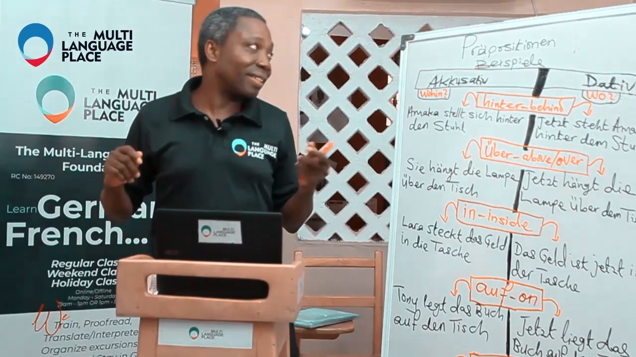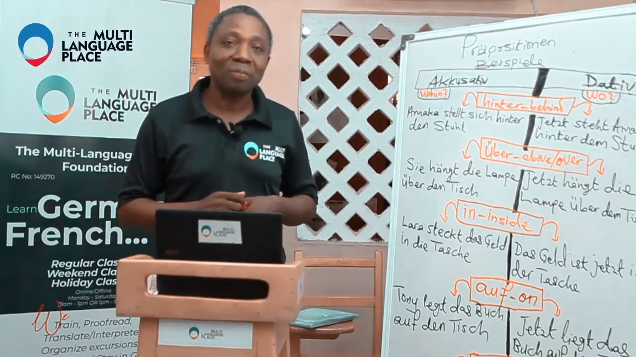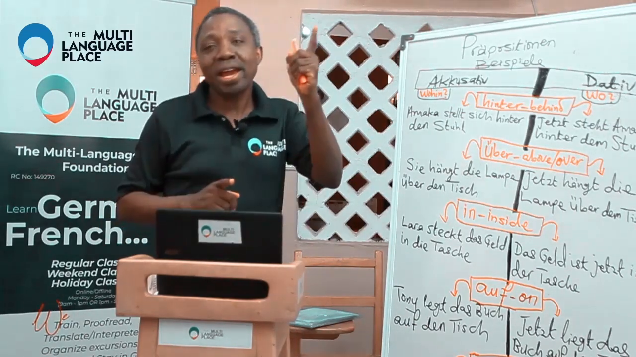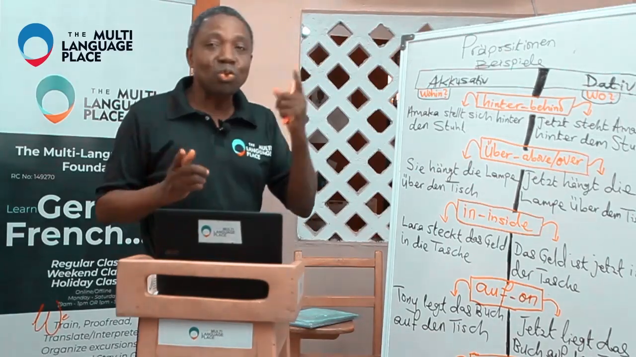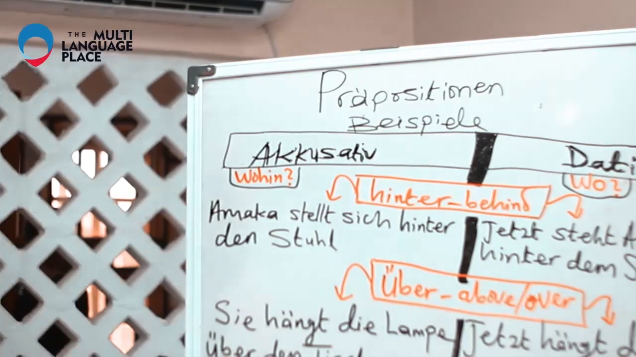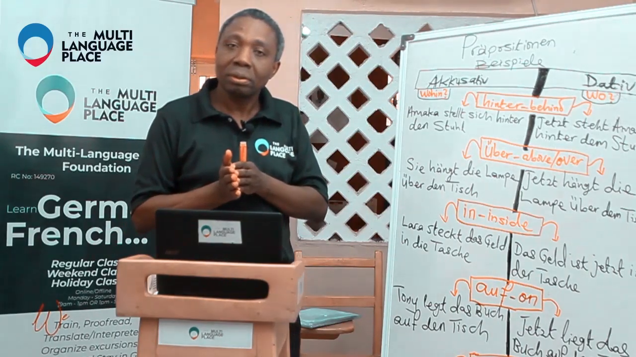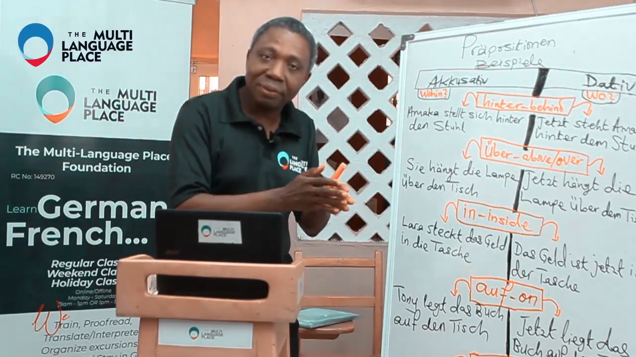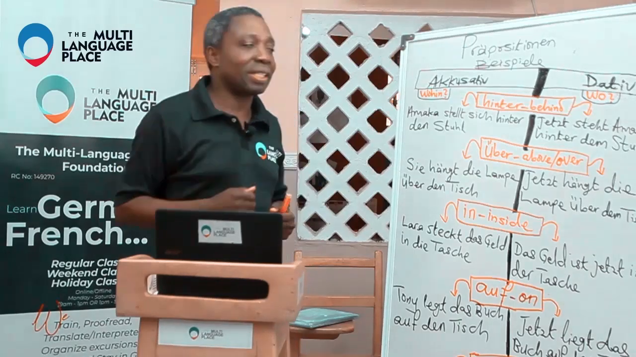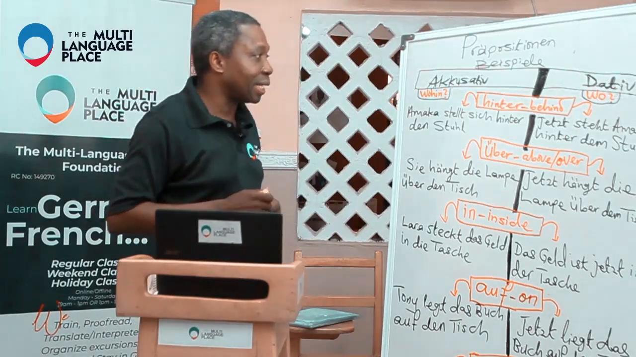So we want to look at these prepositions. Remember, these are the two-way prepositions. What do you mean by that? They function with accusative, and they also work with dative. How does it happen? That's why we have this table.